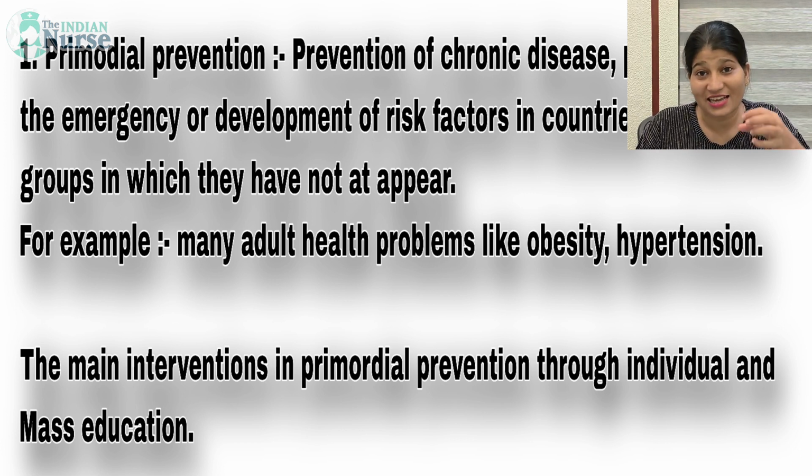We know that it is there in our family, so we have to do that. That is primordial prevention. The disease has not yet appeared, but still we are taking precautions. Next, the main intervention in primordial prevention is individual and mass education. So the interventions are either mass education or individual education. Here you have to remember, in this the disease has not yet appeared.